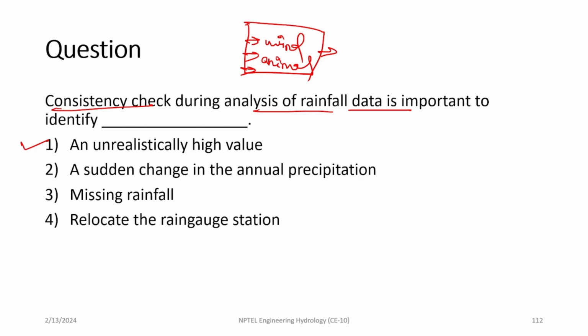Missing rainfall can be consistency check. Yeah, missing rainfall data. Okay, but consistency check doesn't apply there. If we want to calculate missing rainfall, then we already have methods, like arithmetic mean, and the normal ratio method we already have. So basically the second option as well, a sudden change in the annual precipitation. It also causes this problem, so due to this also we use consistency check.